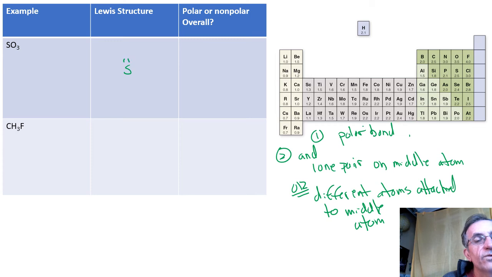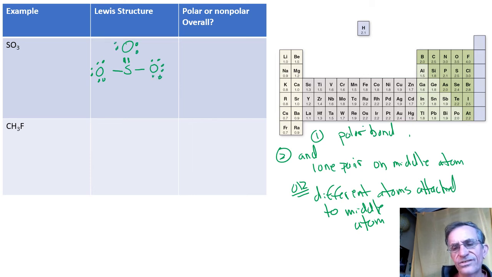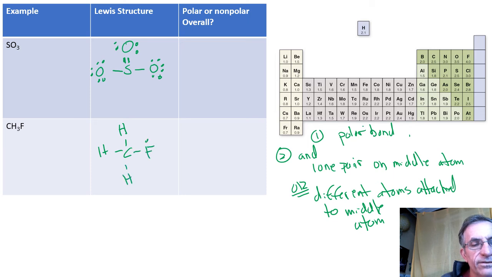So for our first one, sulfur trioxide, this would be the Lewis structure of it. All right, yep, everybody's got 8 electrons. And then for our next one down there, I'm going to go ahead and do that one too. CH3F. This is what it would look like. I gave everybody the right number of electrons and all that.